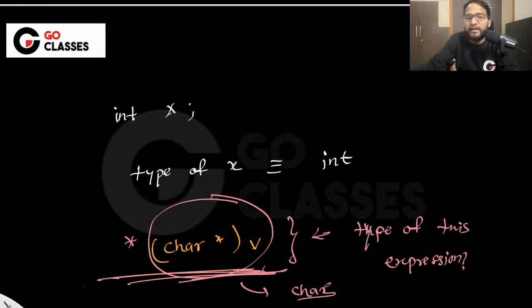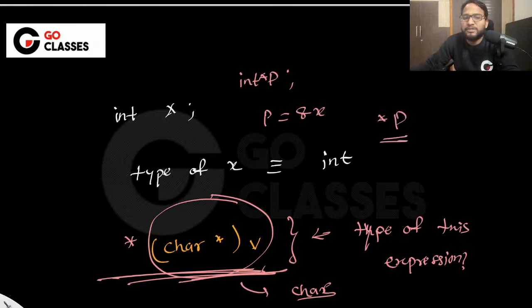See, if you write int star p, and then you write p equal to address of x or something, and then you do star p, then what is the type of the star p? This is the integer, right? Because p is an integer pointer, you put the star, it will become integer. This is the character pointer, you put the star, it will become character.